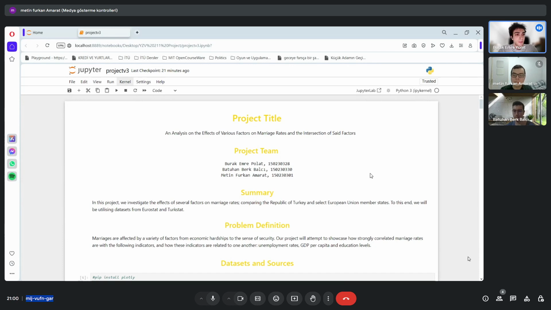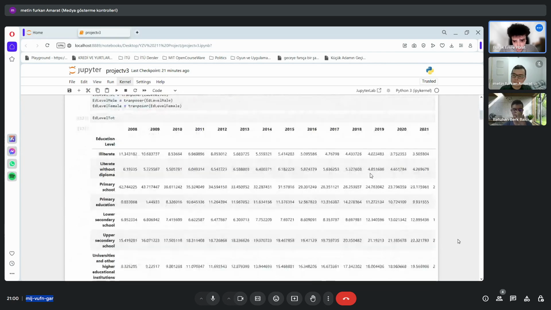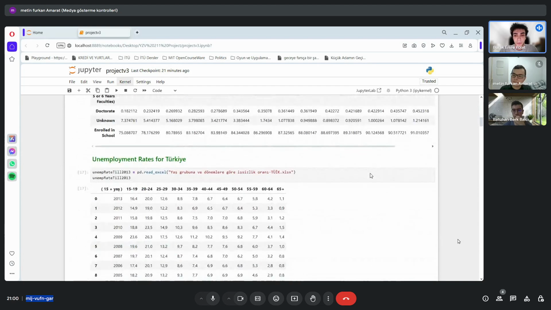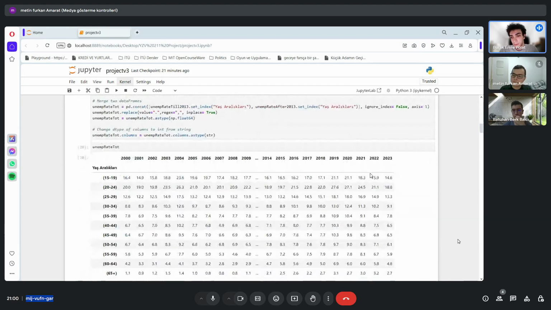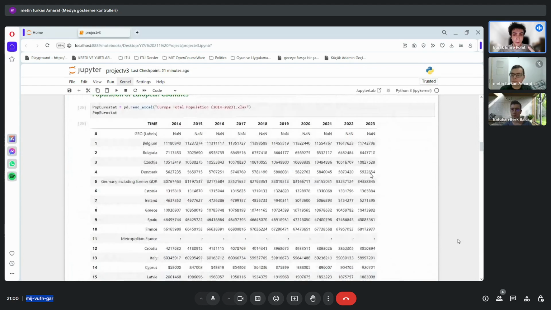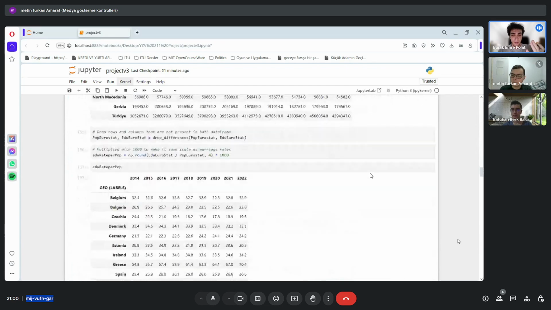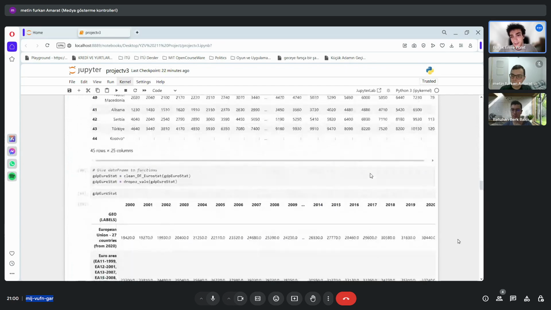Today we are going to present our project, which is about which indicators affect marriage rates for Europe and how these indicators are correlated with each other. We have gathered some data from TÜİK and Eurostat. From TÜİK we gathered education level and unemployment rate for Turkey citizens, and from Eurostat we have gathered marriage rates for European citizens, unemployment rate for European citizens, population, GDP per capita, and education level of European citizens. These are all shown here.